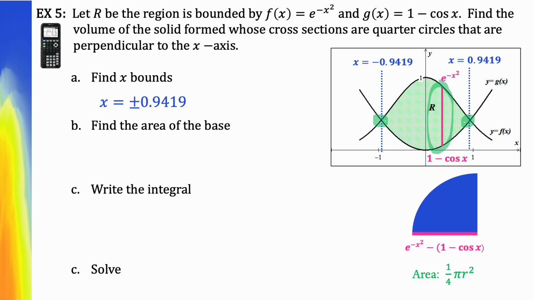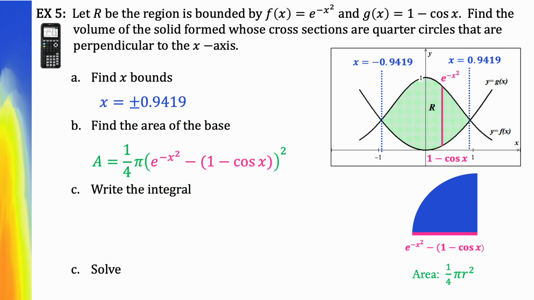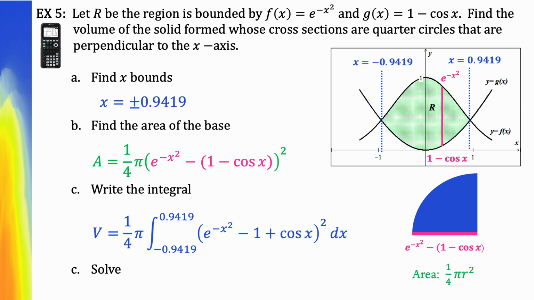The area of a quarter circle is 1/4 pi r squared. Okay, so there we are, 1/4 pi, and then here's my r squared. That's really long. And then finally, we just have to write the integral. We know the x bounds and we know the area. So boom, just put that into an integral and let your calculator do the heavy lifting on that one, and you get 0.7242 units cubed.